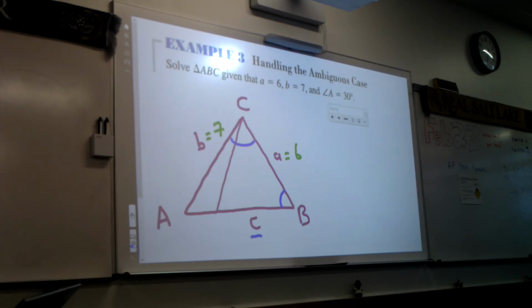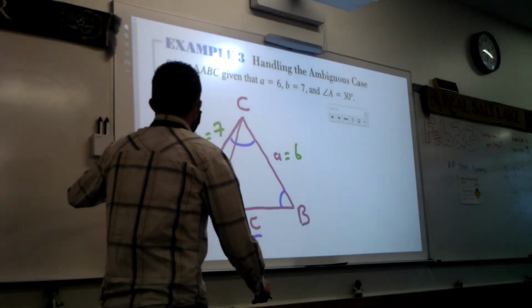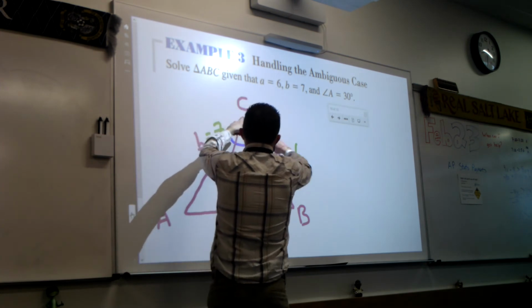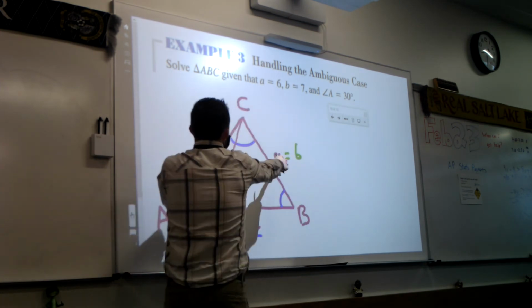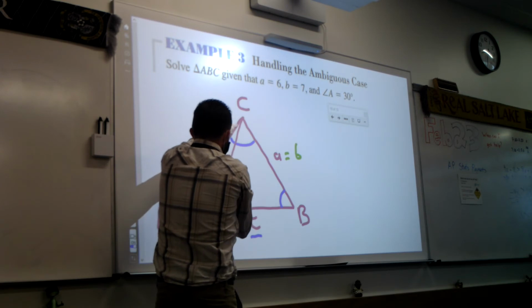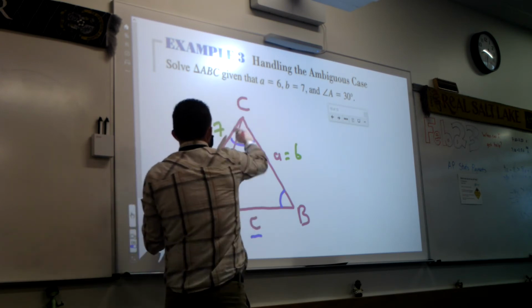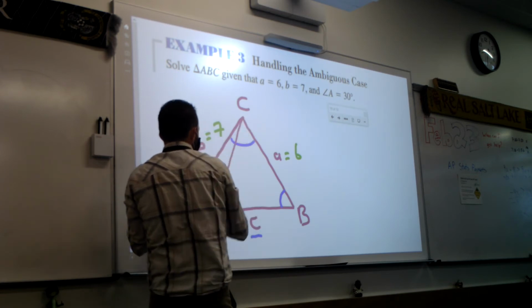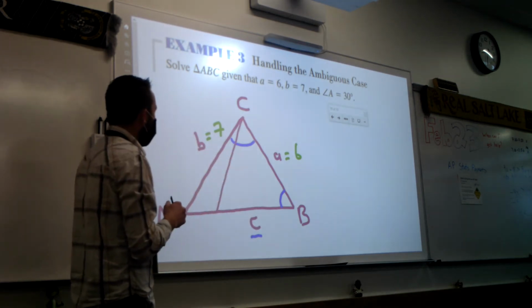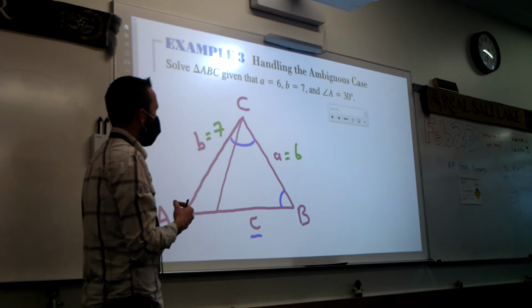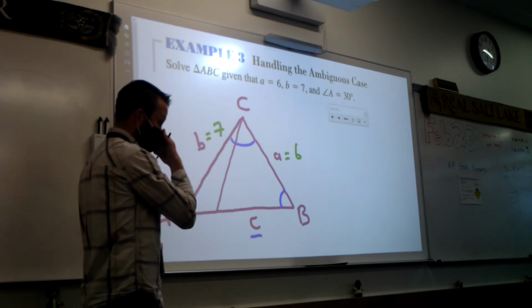So, do you see how when I was drawing the side A right here, I chose to draw it out like this? Since A is smaller than 7, I can actually draw it in like this as well. So that the triangle right here, this skinny little obtuse triangle, is going to be a different interpretation. That's why it's called the ambiguous case.